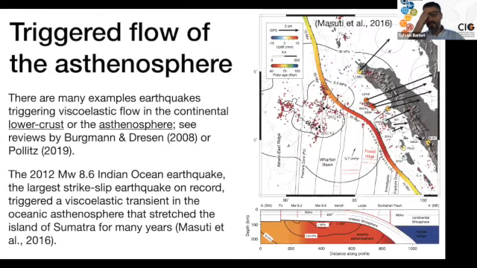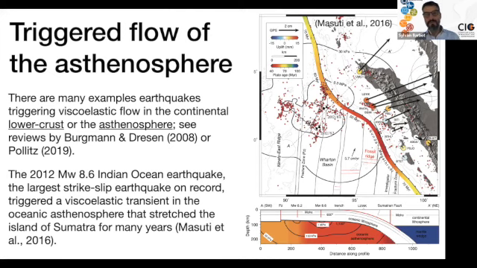So we have, in fact, many examples of the seismic cycle affecting the flow of the asthenosphere or the lower crust through the observations of the post-seismic deformation that follows large earthquakes. And there are literally a lot of these observations that have been made in the last few decades, particularly with the GPS data and later InSAR, that have documented how the lower crust or asthenosphere readjust to the rapid stress change imposed by an earthquake, and then accelerate the flow for several decades.